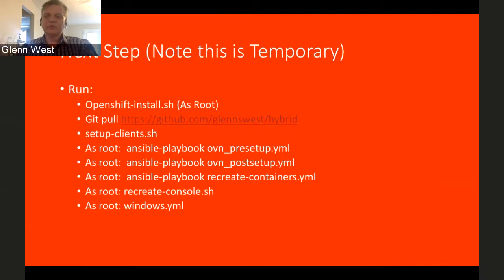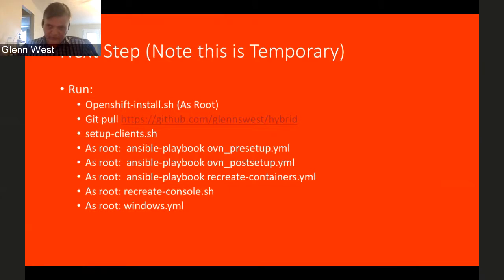These will be pushed back into OpenShift install, and OpenShift install will run them automatically. At the moment, I run them individually because it makes it easier to tell what's going on until we get it a little bit more polished and consistent. So we do an OpenShift install, which basically gets this cluster up. At the end of that, we're going to pull the hybrid. You may have to do a setup clients if your OCP is not working.